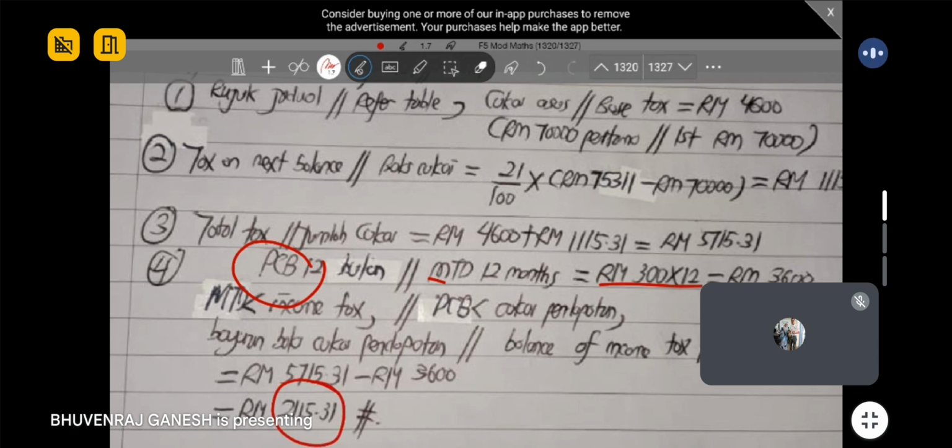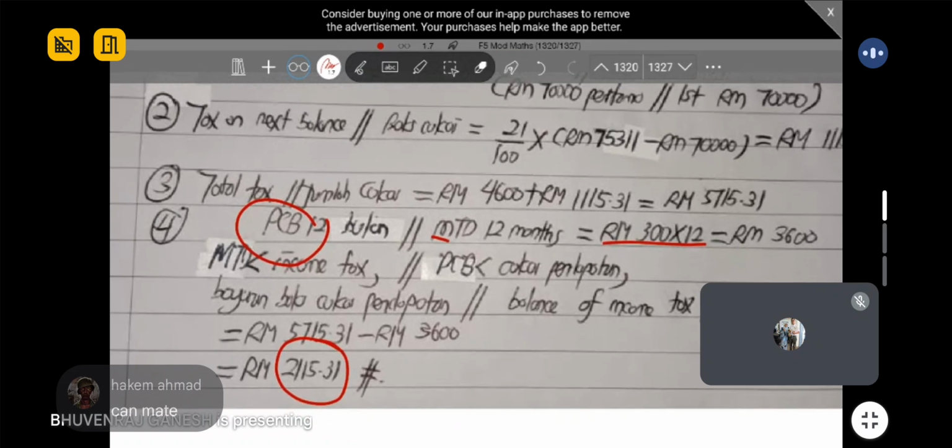Do you all get it? This one is extra step a bit. You must convert PCB and minus both the values. Then you will get the answer. Can guys? So far, all of you can get it. This is another type of question.